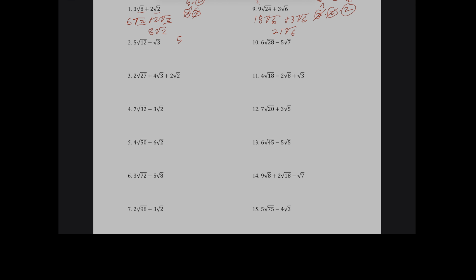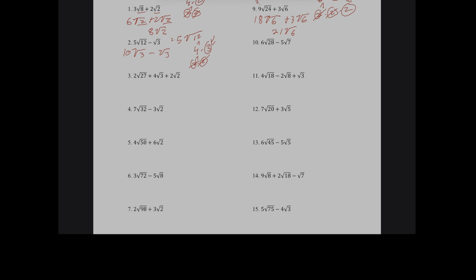Okay, so I'm going to take my 5 radical 12, and I'm going to break that down to 4 times 3, 2 times 2. I can pull a 2 out. So when I do that, I'm going to get 10 radical, what's left over? 3 minus radical 3. Now, what if those were x's? What if it was 10x minus x?